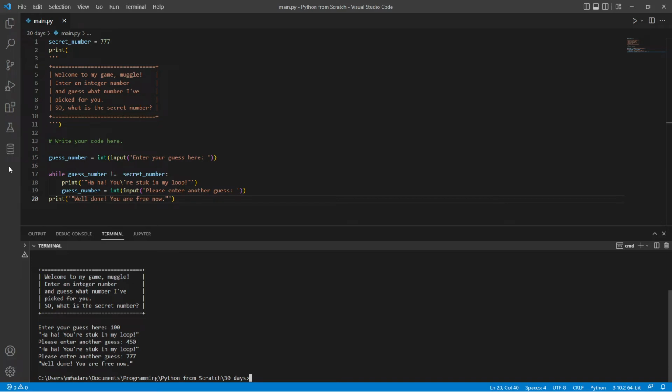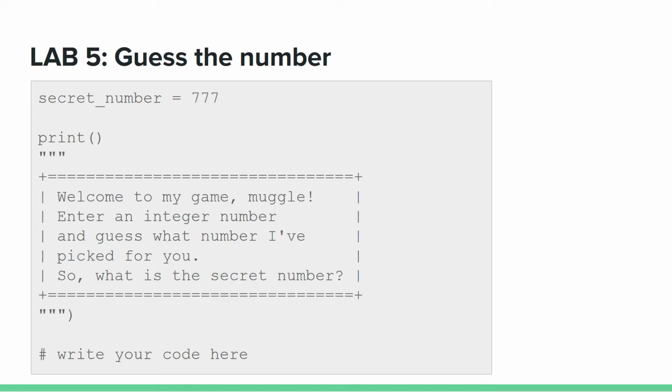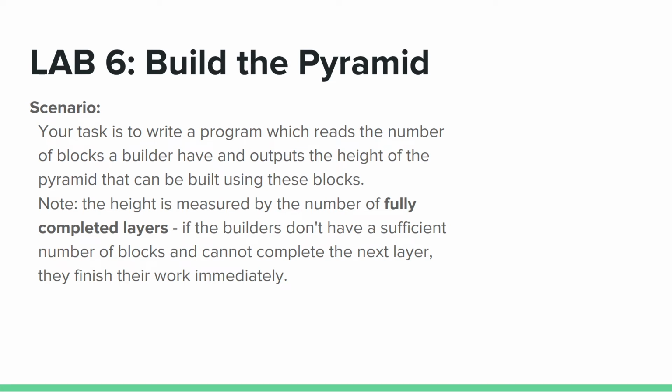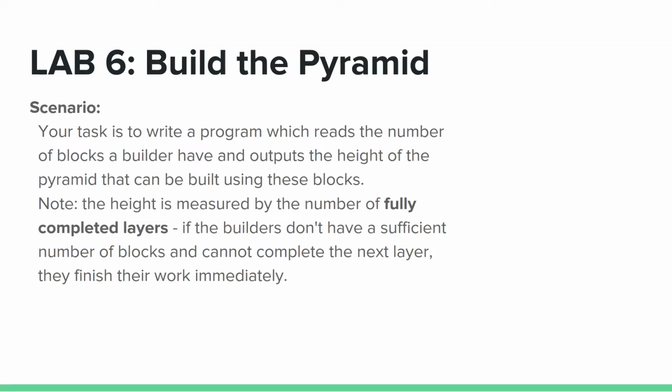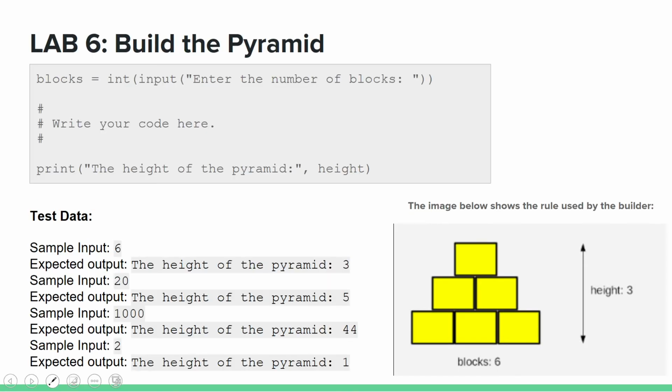So let us look at the other example, the other lab that we have there, which is lab 6. Okay, we are to build the pyramid, and our task is to write a program which reads the number of blocks the builder has, and we are to output the height of the pyramid that can be built using this number of blocks. If the builder does not have sufficient blocks, then they cannot complete the next layer, and they finish their work immediately. All right, so we've been given a skeletal code, then we should use this as our test data.